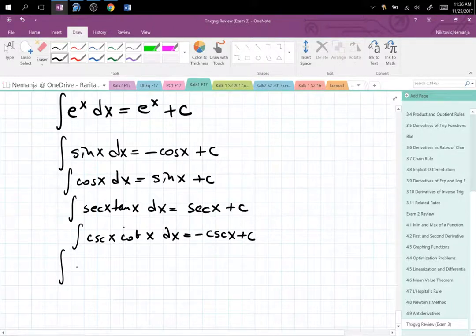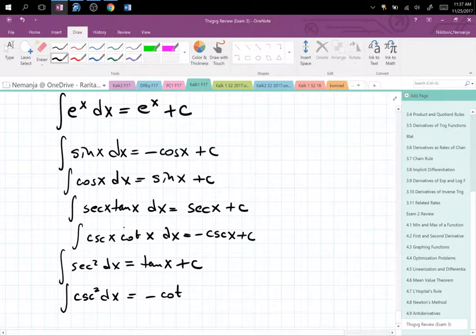Then we have the integral of secant squared dx, which is tangent x plus c. Integral of cosecant squared is negative cotangent x plus c. Do I have all of them? 1, 2, 3. Yep.